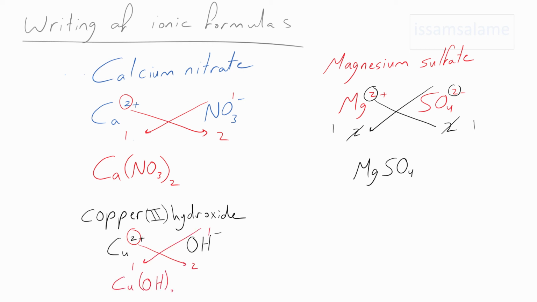Keep in mind that since OH is a polyatomic ion, to multiply it by 2, it should be in parentheses. Since if you multiply it by 2 without the parentheses, it means that the 2 is going to be only for the hydrogen, while this is not true. The 2 should be multiplied with both of them, the oxygen and the hydrogen.